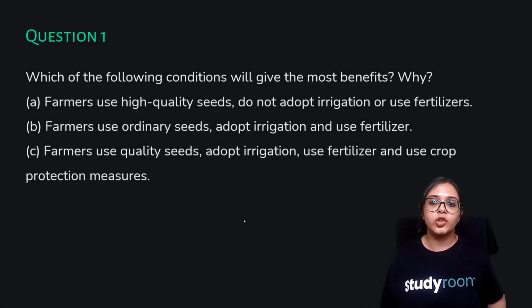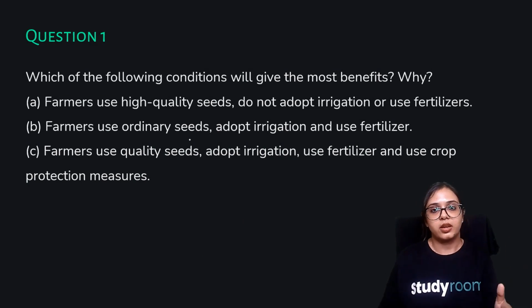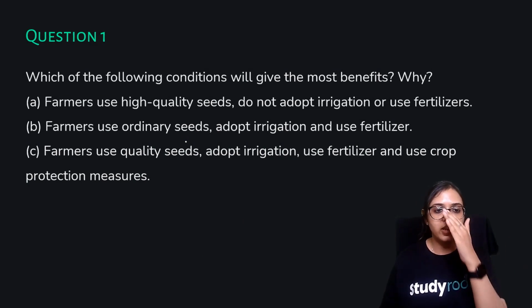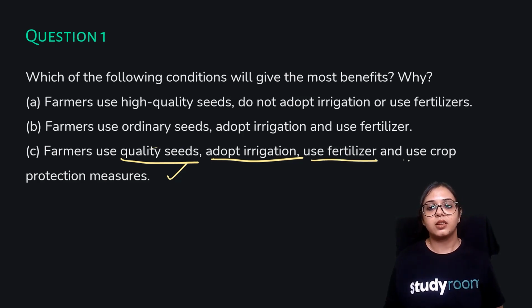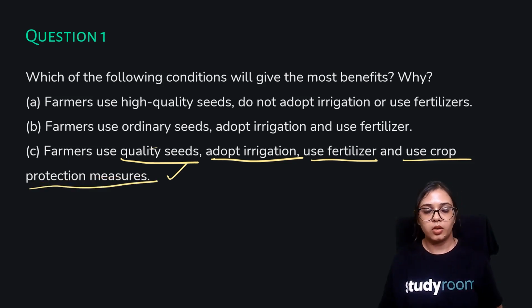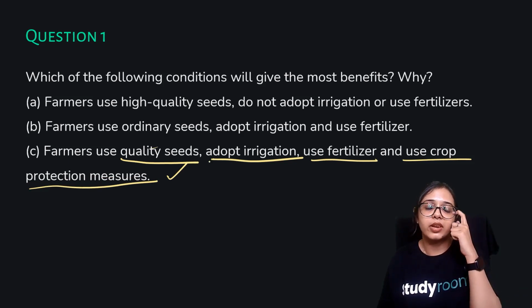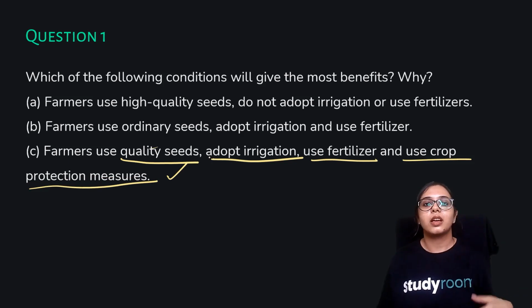Which of the following conditions will give the most benefits and why? So, if you read through all of them, you will realize that the third part, the C part, where the farmer is using quality seeds, adopting the method of irrigation, using fertilizer, and also using crop protection measures. So basically, all the processes are being used here. All right, all the processes are being used that will ensure that there is an improved increase in the crop yield.